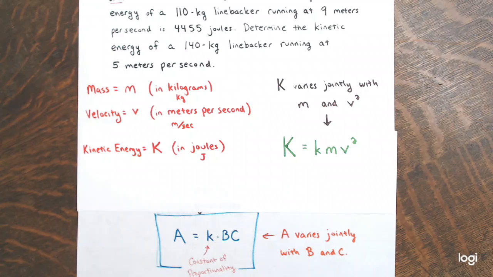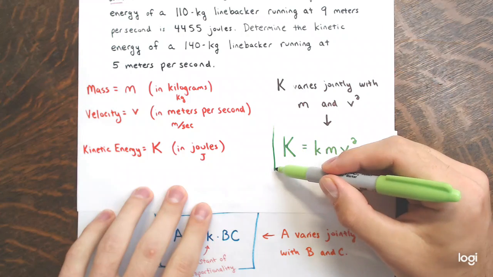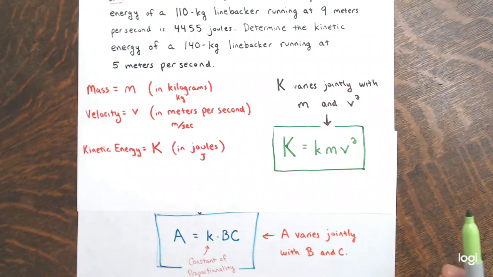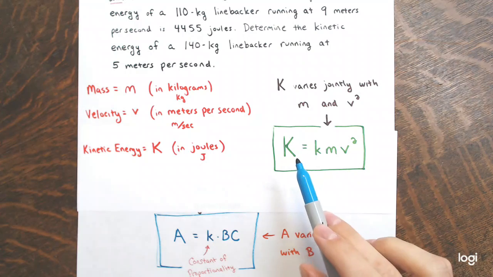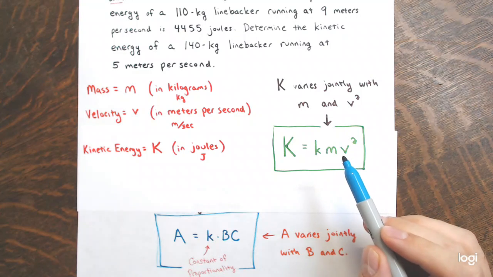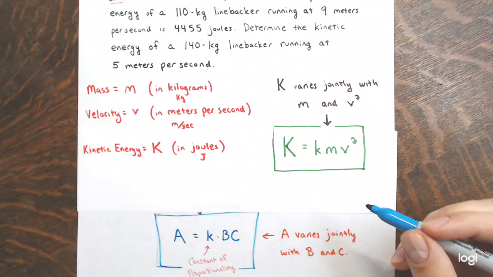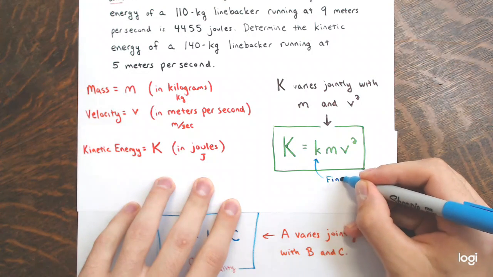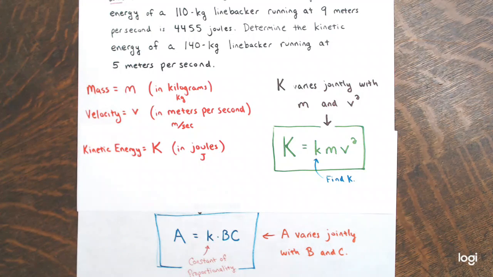Okay, and so now we have this set up. The kinetic energy is varying jointly with the mass and the square of the velocity. But just like in my previous videos on direct variation and inverse variation, this equation is not complete, because these are variables, the K, the m, the v, those will change. But this lowercase k is a constant. I need to find this value to be able to complete the equation.